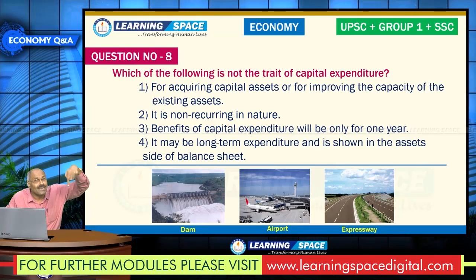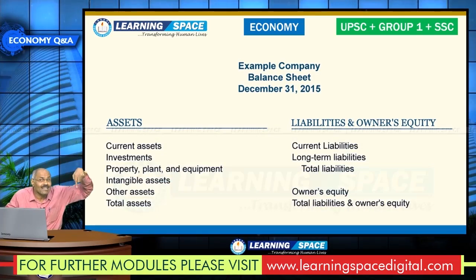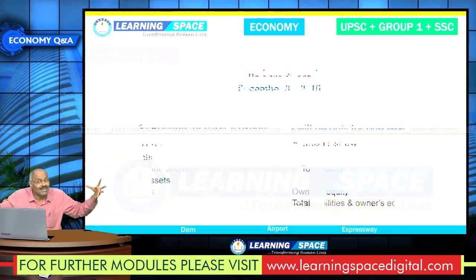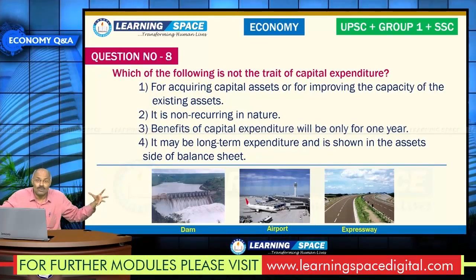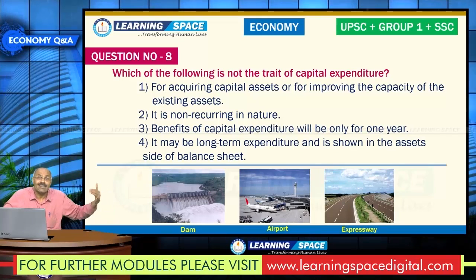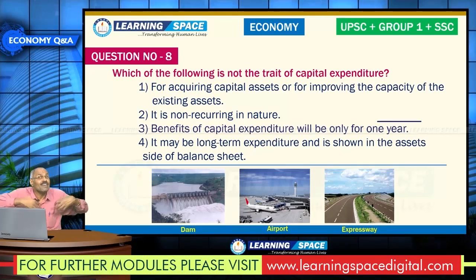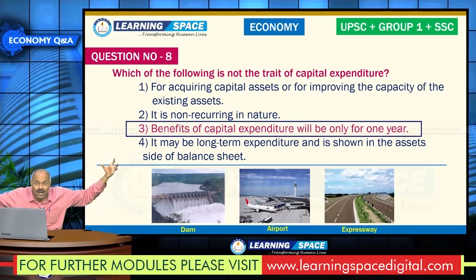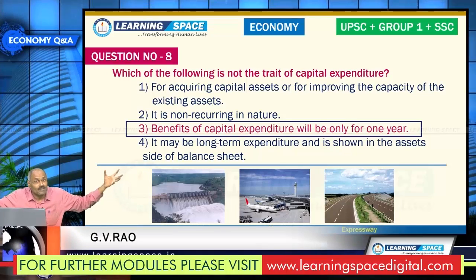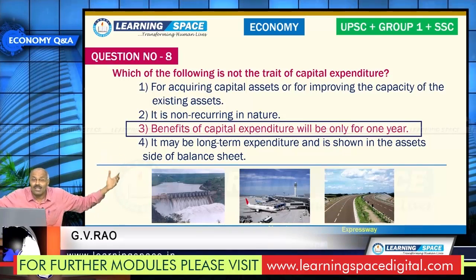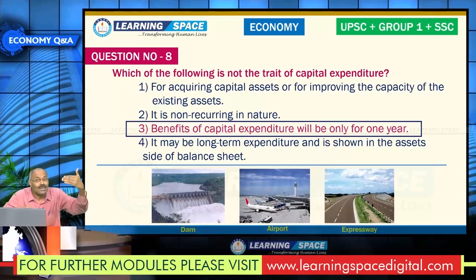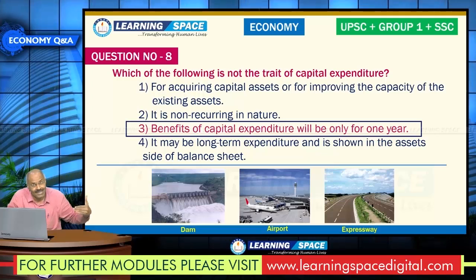It may be long-term expenditure and is shown on the assets side of the balance sheet. So, capital expenditure is normally long-term expenditure because to construct a dam, it may require 4-5 years. So, it is a long-term expenditure, but the benefits will be there for years to come. If an expressway is built, then it may benefit the community for 40-50 years. So, the third option is wrong, right? So, these are all the traits of capital expenditure except 3.